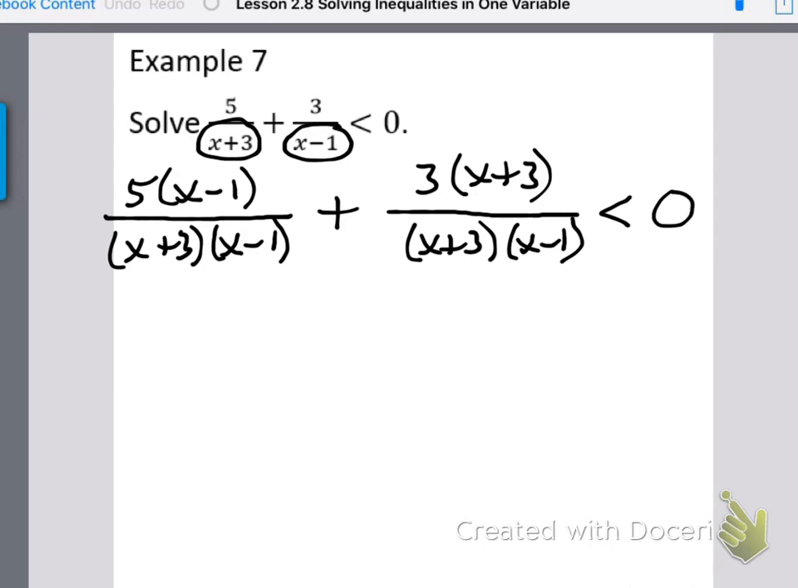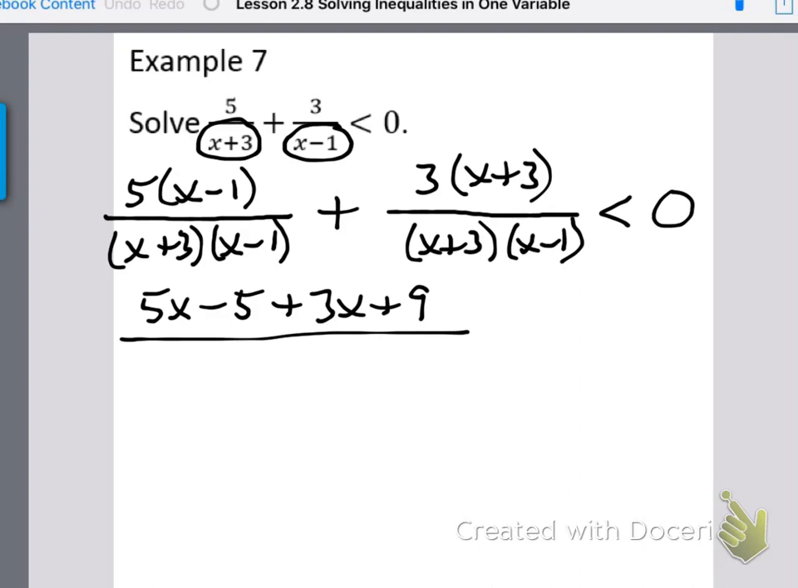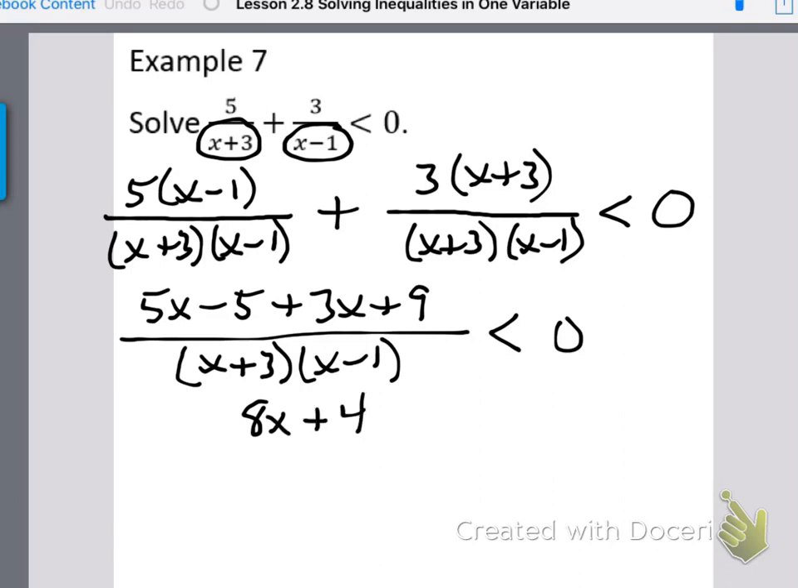So I distribute. So 5x minus 5 plus 3x plus 9. I just put them together. If you have a fraction, guys, and you're adding two fractions together, you have the same denominators, you can just make it 1. So this becomes what? It becomes 8x plus 4 over x plus 3, x minus 1.